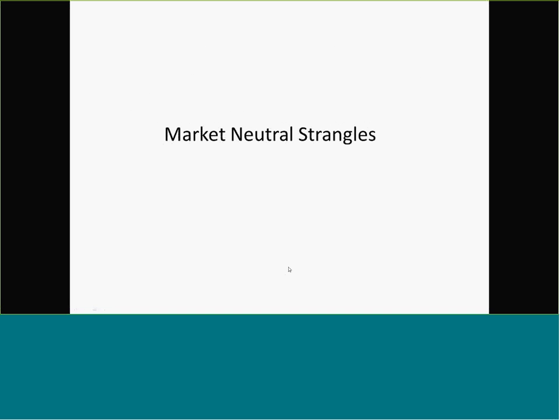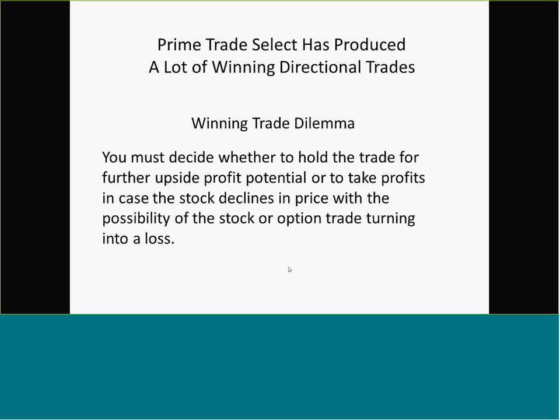Okay, let's take a look at the second type of spread that we trade, the market neutral strangles. And as I mentioned in the beginning, Prime Trade Select has produced a lot of winning trades this year, and that's a quality problem to have, but it also poses a dilemma whether you should hold the trade for further upside or close out the trade and take the profit in case the underlying stock reverses, goes down in price, and the trade could even turn into a loss at that point.